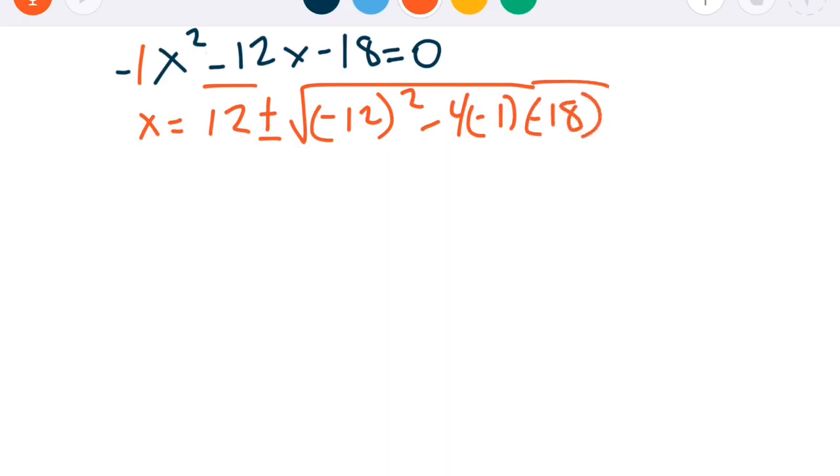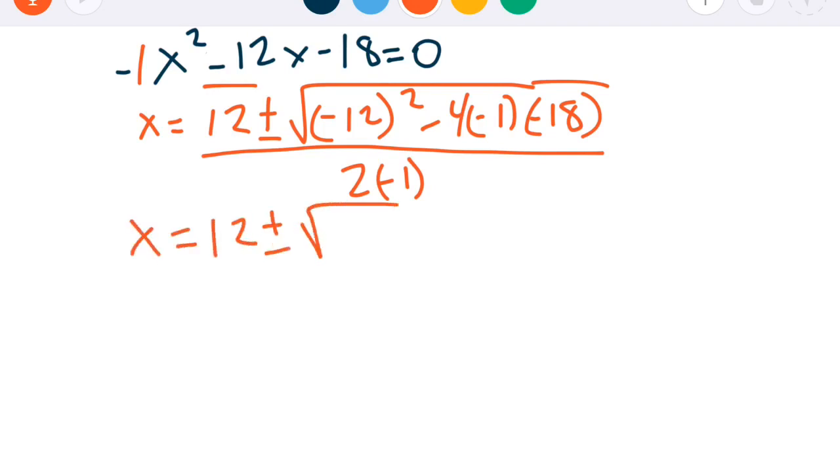C is negative 18, not just 18, remember the sign. All divided by 2a. Remember a is negative 1. Alright, so next we're going to simplify. So underneath that square root sign, we have negative 12 in parentheses squared. That's positive 144.